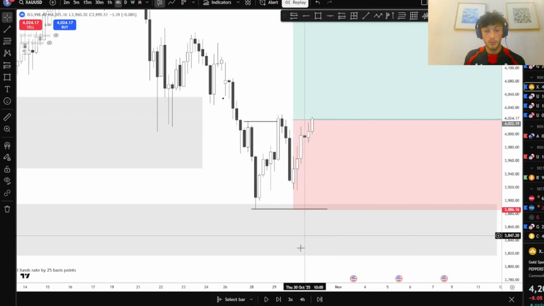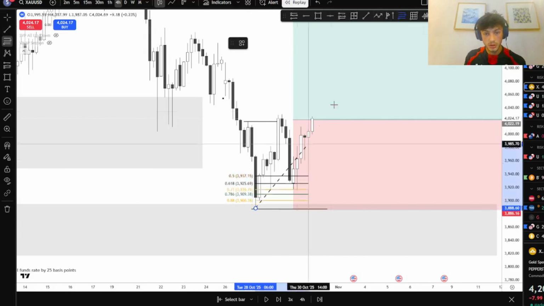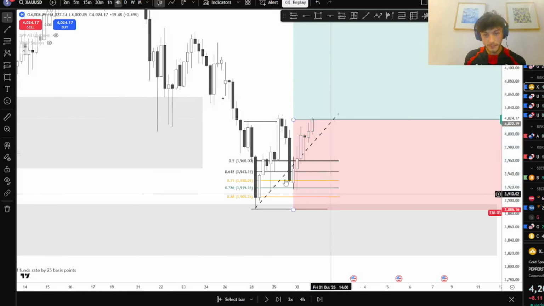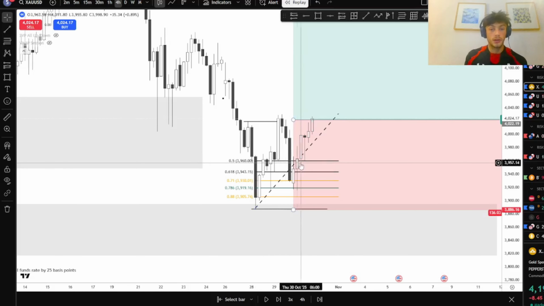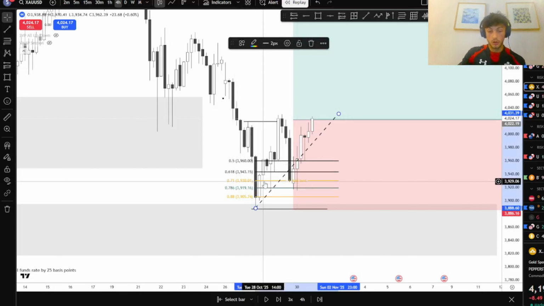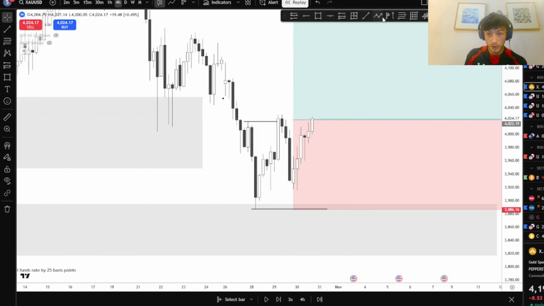We see this pullback, and what you can do here is bring out your Fibonacci retracement tool to this level here, and then enter off something like the 0.86 level, the 0.71 level, this golden zone. This is the best entry for a pullback, or just anything below, at the area of equilibrium at the 0.5 level here. You could also use things like the volume profile tool.